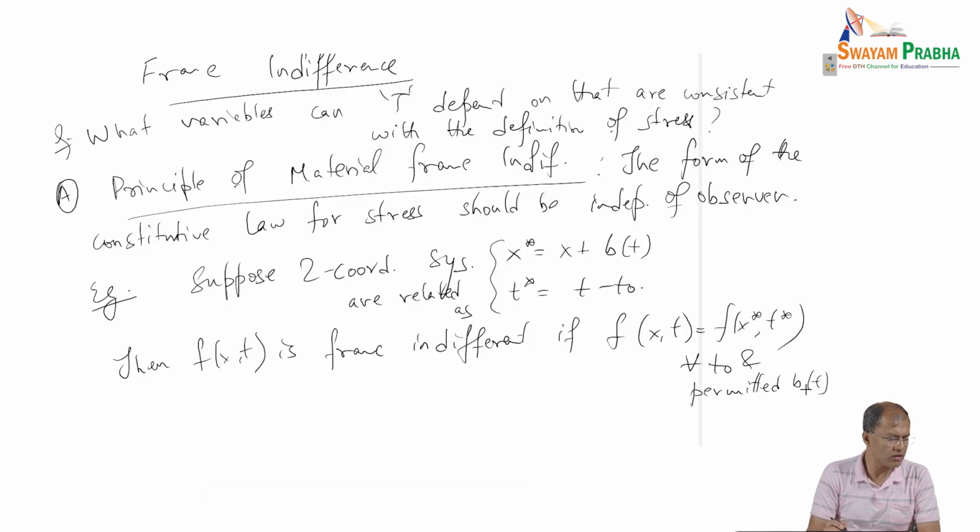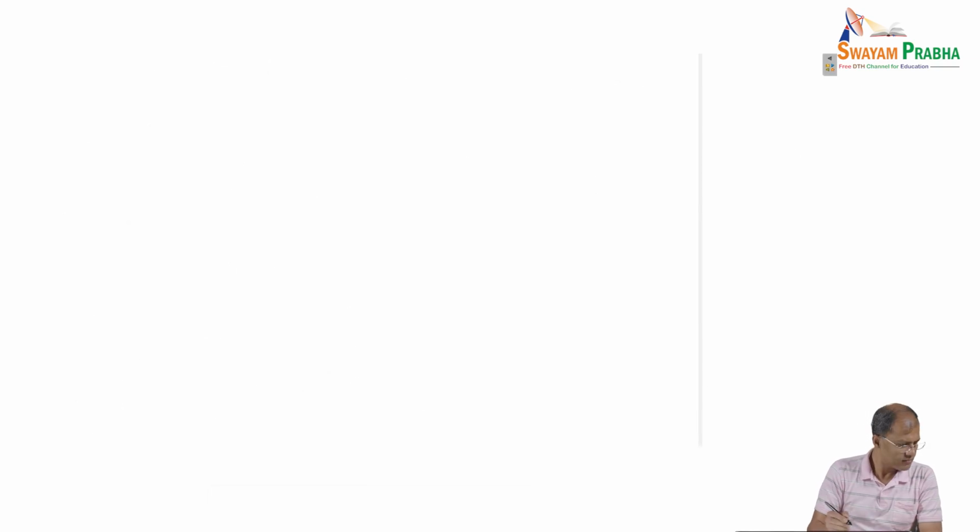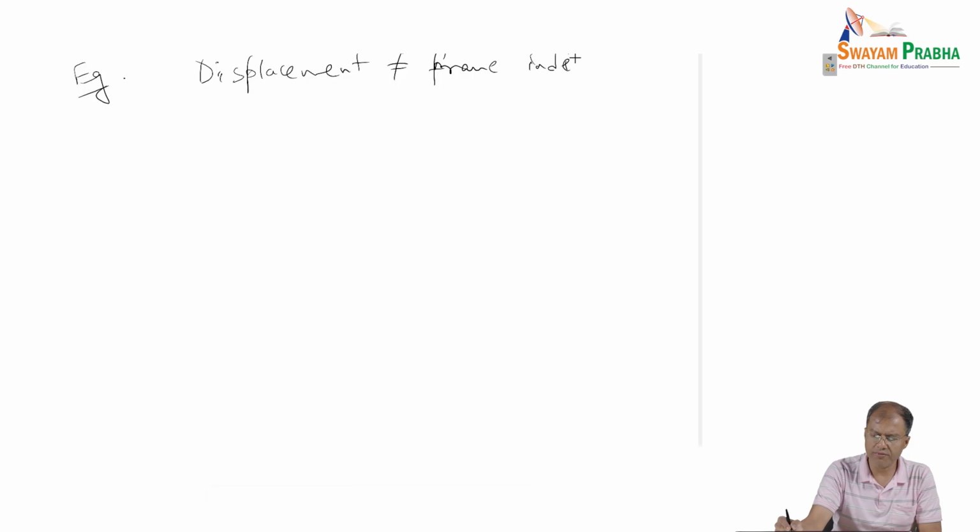So now we allow the constitutive law to only depend on frame indifferent variables. We are only going to allow constitutive laws to depend on frame indifferent variables. Let us look at an example of what I mean. For example, displacement is not frame indifferent. Why? Let us see.